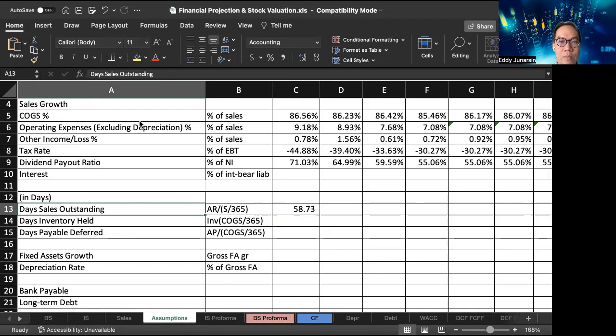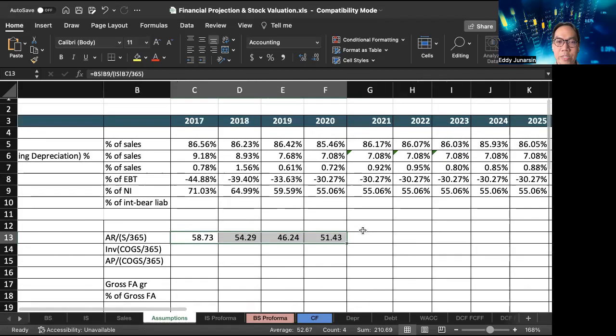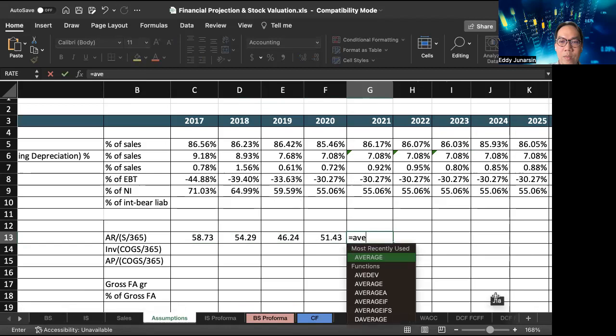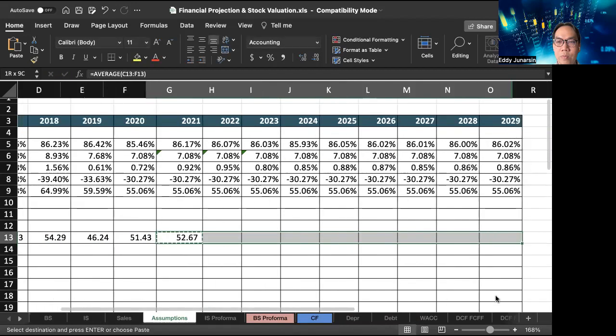Okay, so we get 58.73. Let's look at the pattern. There's no consistent pattern here, going down and then going up. So we do the averaging. Moving averages of the last 4 ratios.